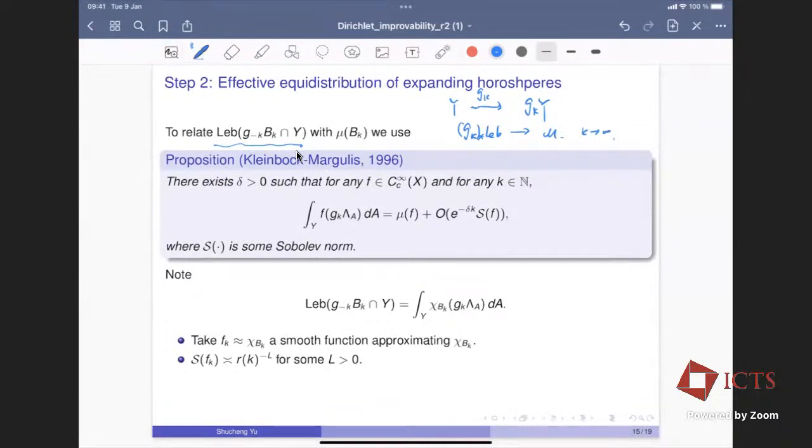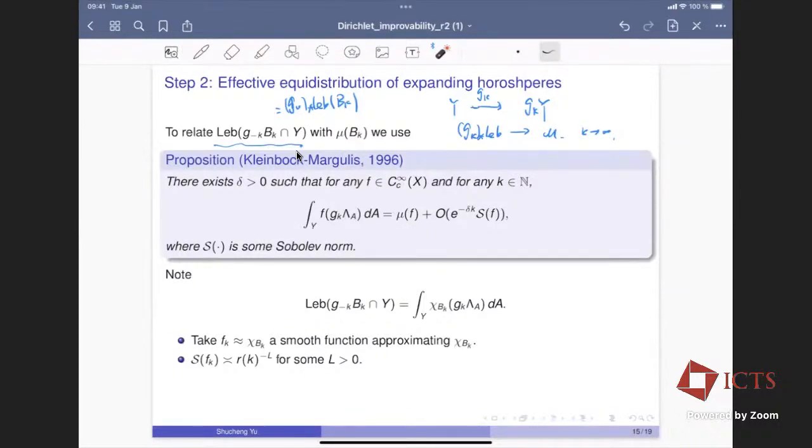And this Lebesgue measure, this intersection here, is exactly the push forward measure evaluated at the set BK. So to relate this Haar measure with this Lebesgue measure, we just apply this equidistribution theorem. But because we are working with the shrinking targets problem, the set BK actually shrinks. So we have to use an effective version of this theorem, and this theorem is due to Kleinbock and Margulis.